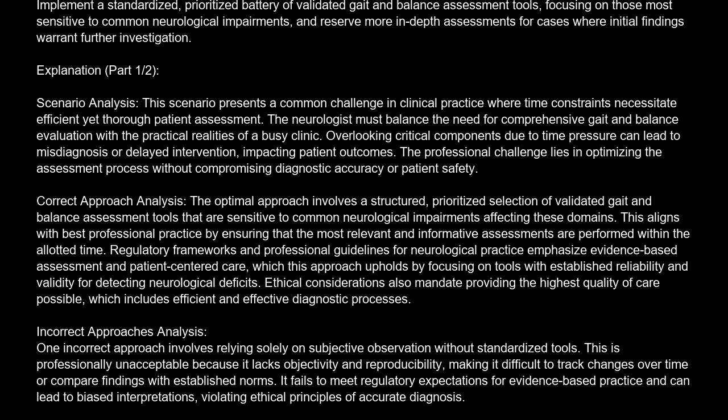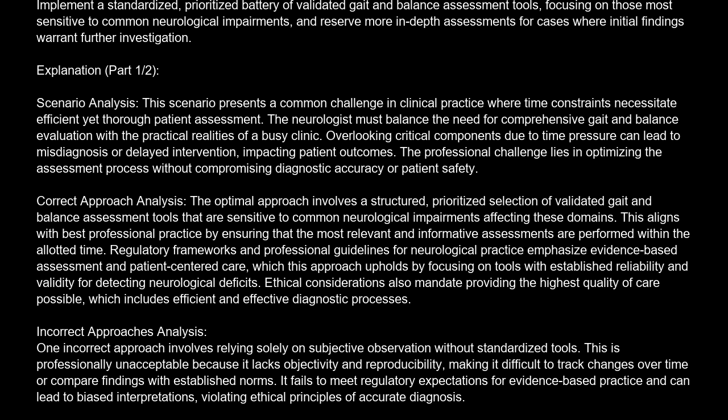Correct approach analysis. The optimal approach involves a structured, prioritized selection of validated gait and balance assessment tools that are sensitive to common neurological impairments affecting these domains. This aligns with best professional practice by ensuring that the most relevant and informative assessments are performed within the allotted time. Regulatory frameworks and professional guidelines for neurological practice emphasize evidence-based assessment and patient-centered care, which this approach upholds by focusing on tools with established reliability and validity for detecting neurological deficits. Ethical considerations also mandate providing the highest quality of care possible, which includes efficient and effective diagnostic processes.